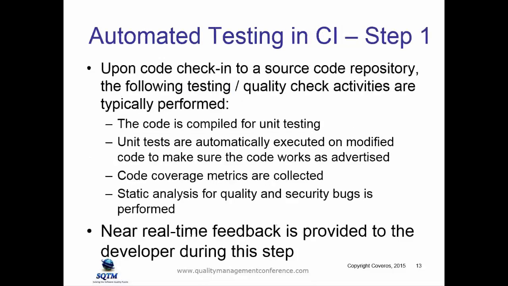So let's step through the process of doing continuous integration. Upon code check-in to a source code repository like Git or Subversion or any other one that you prefer, there's a set of quality checks and tests that we're typically going to do as part of our check-in build. All right, in Agile, all code should be unit tested.